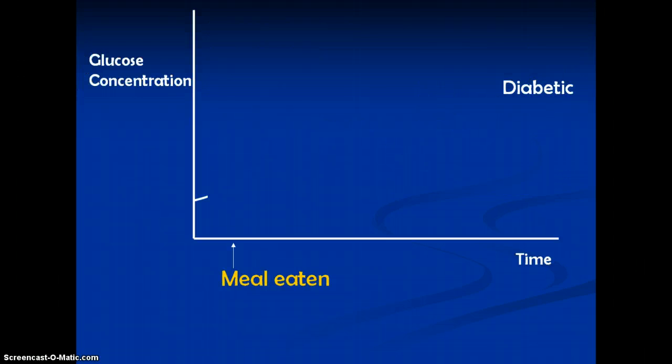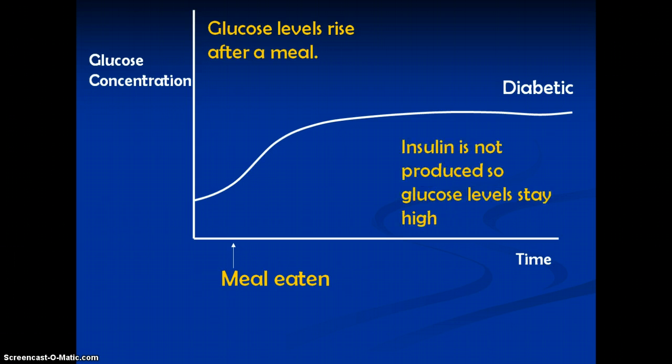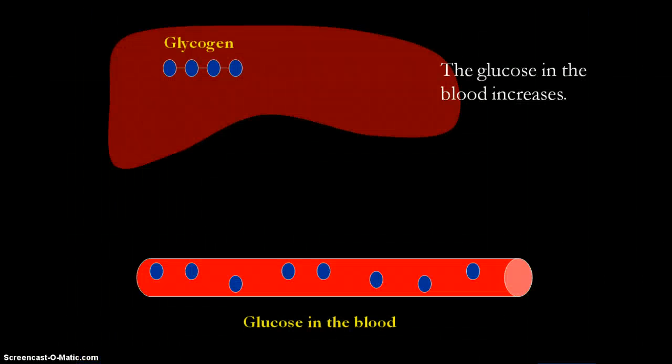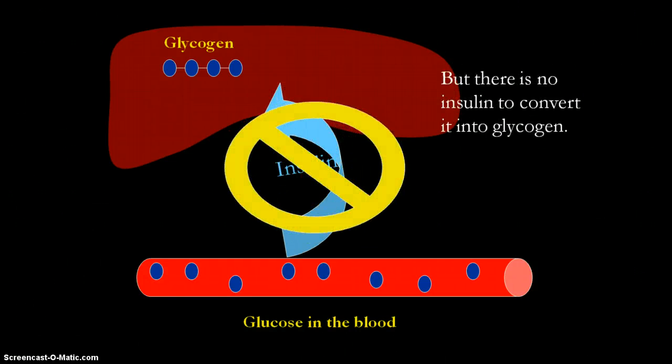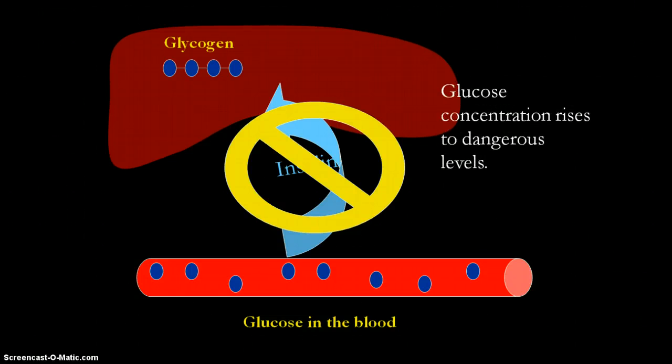Here's a diabetic. Yep, just up and up and up. Glucose levels rise after a meal and they stay up after that meal. So here you are. The glucose in the blood increases. There is no go for insulin. Can't convert it over to glycogen. So it's just going to be dangerously high inside of your bloodstream. Ta-da, that is what it looks like.